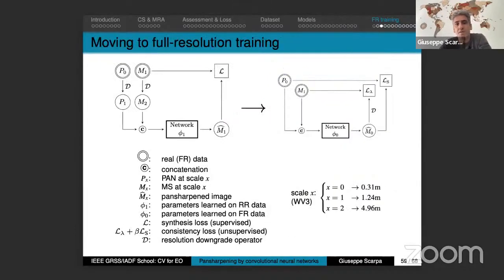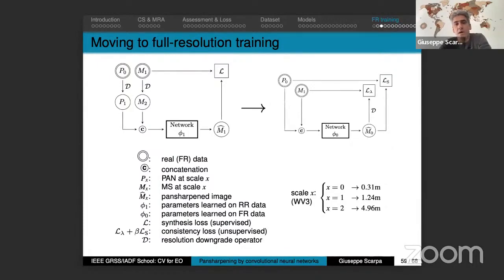Well, this training paradigm shift is summarized in these two pictures. We have defined some shorthand symbols here. For example, double circles indicate original images, subscripts 0, 1, etc. indicate the resolution, which can be, for example, for WorldView 3, 31 centimeters, scale 0, 1.24 meters for index 1, etc. We have an operator D that indicates a resolution downgrade. We have the concatenation C, loss terms, whatever.